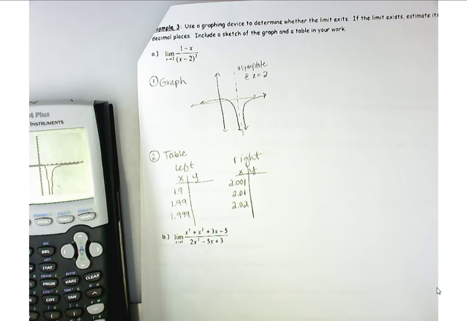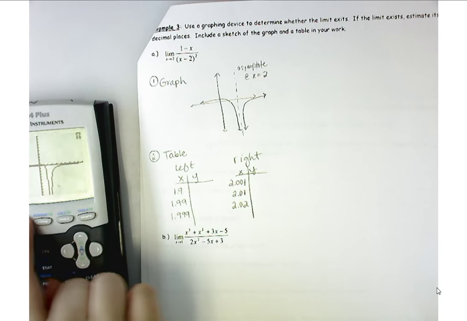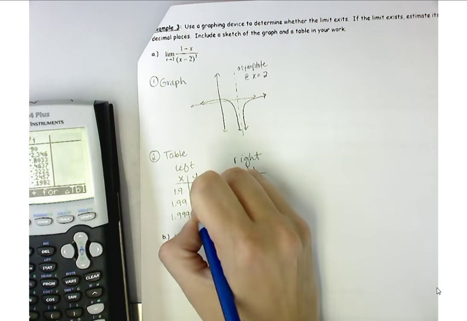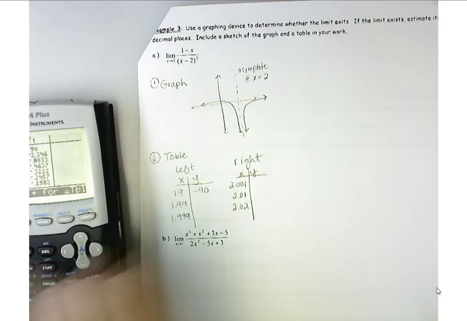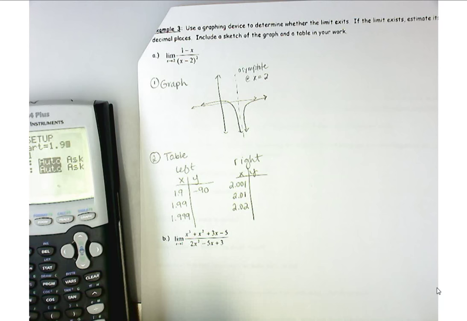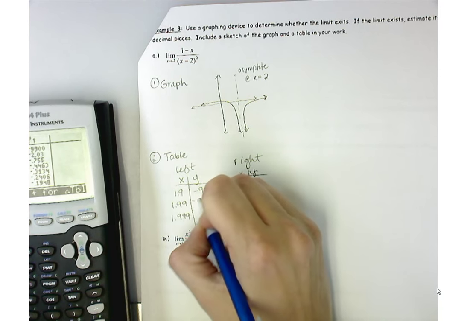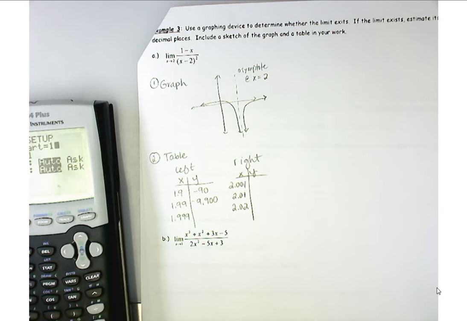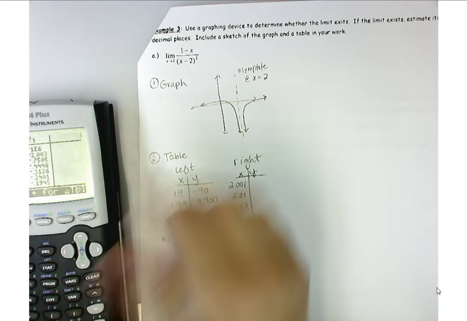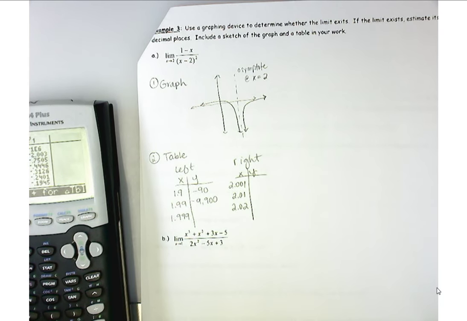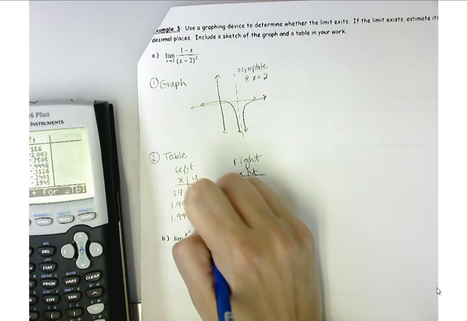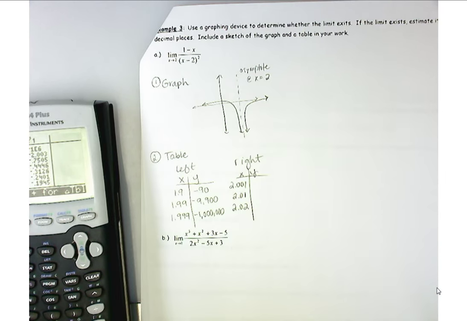Right, and remember you can either use your table or you can use the value on your graph to find out what these are. So for 1.9, I have negative 90. 1.99, I have negative 9,900. And finally, it says negative 1 e to the 6th. So if it's e to the 6th, what does that mean? There's 6 zeros, right? Okay, so it'd be negative 1 million.